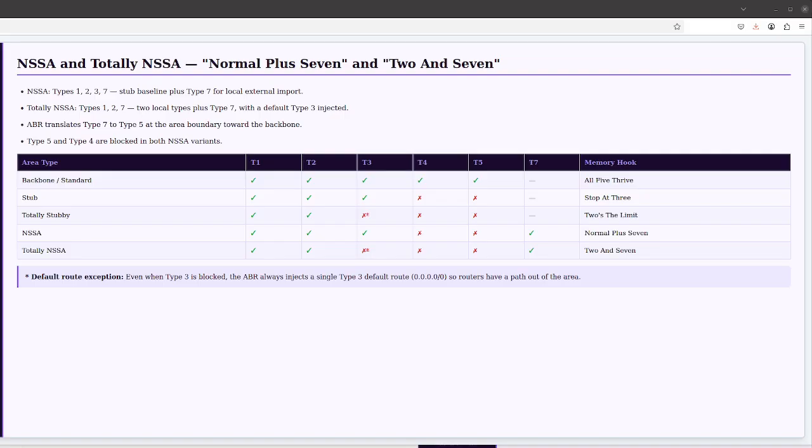The LSA types present are Type 1, Type 2, and Type 7 only. The ABR injects a default route as a Type 3 LSA for all other destinations. The memory hook for totally NSSA is "2 and 7." Types 1 and 2 for local topology, plus Type 7 for local external import. That is the complete set.